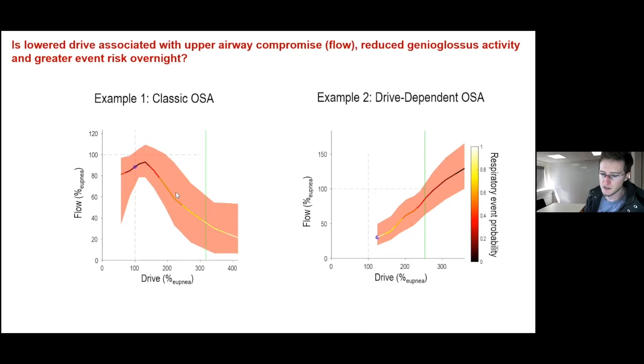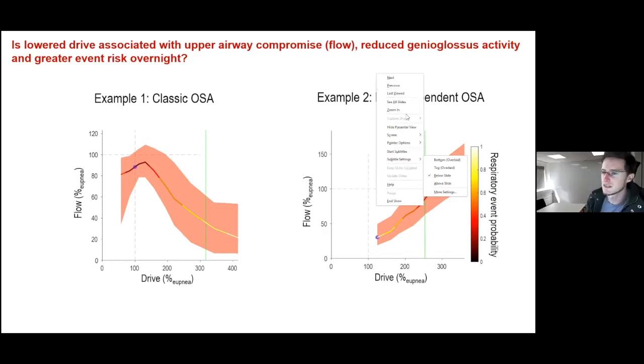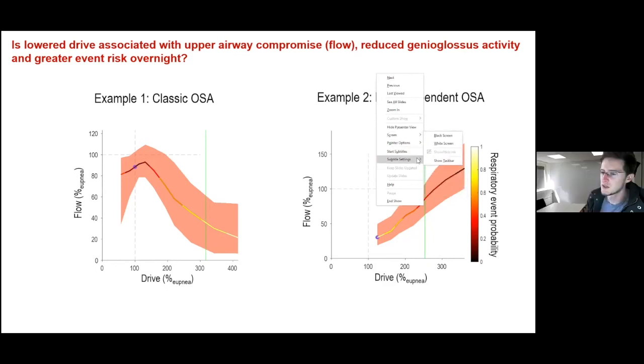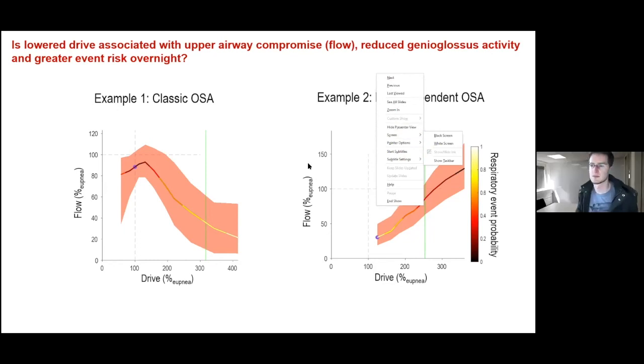Is there a way to know whether drive-dependent OSA is not a broader definition of CSA? I guess it is a kind of broader definition of CSA, right? Except that we've just put OSA in there. Yeah, exactly. That's the part that I have most of my question. Where do we say that this event, especially when we get to the hypopneas, is a central event? Where should we draw the line? It's a drive-dependent event, and not the classical event as we expect.